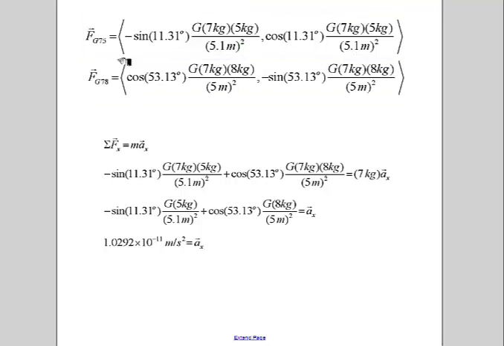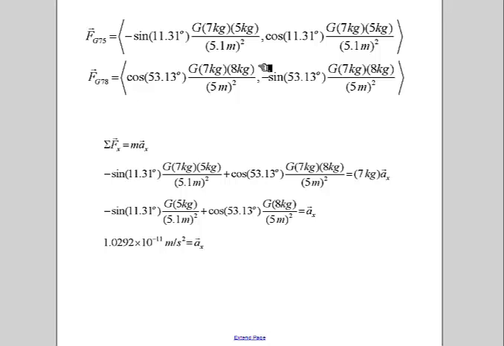So this is just copy and pasted from the previous slide. These are the components written exactly as they were in the previous slide. And what we want to do here is begin thinking about how these combine into a net force and how that affects the acceleration.